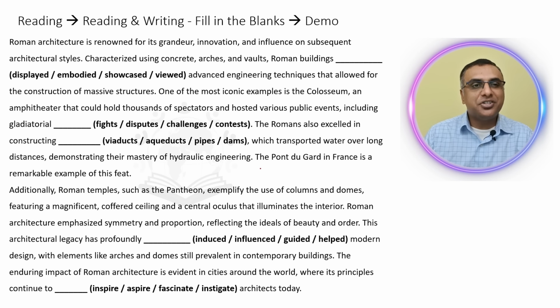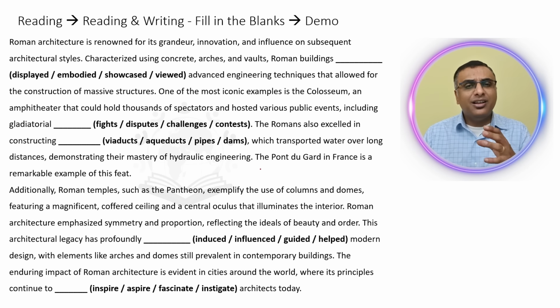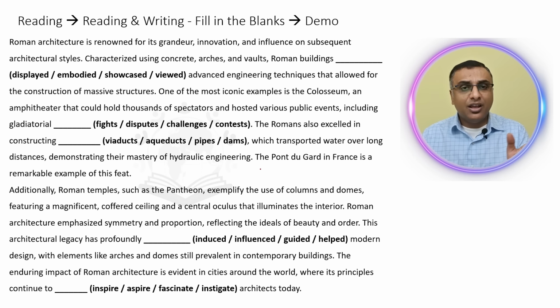Roman architecture is renowned for its grandeur, innovation, and influence on subsequent architectural styles, characterized by the use of concrete, arches, and walls. Roman buildings dash advanced engineering techniques that allowed for the construction of massive structures. So the first blank would be something like, the Roman buildings used advanced engineering techniques, right? So it's something like used. So always it should be used, that would be the verb.